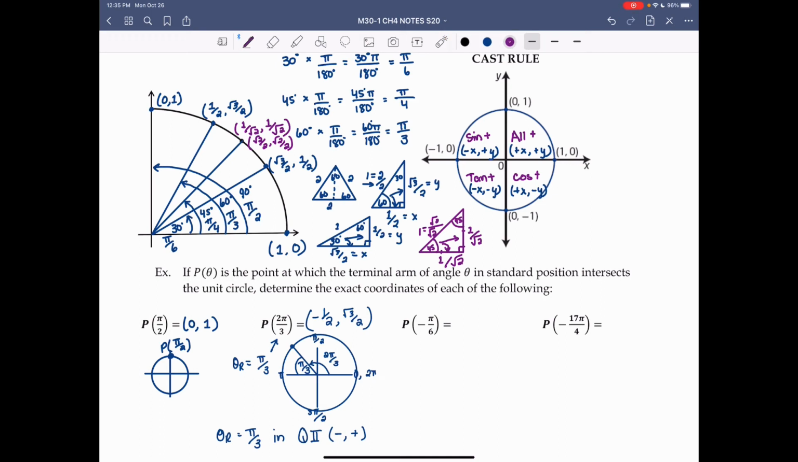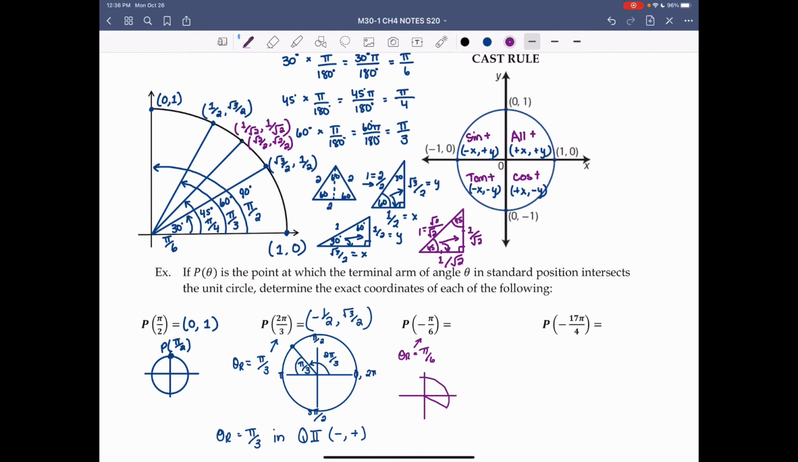Next one, p at negative pi over 6. Can we reduce negative pi over 6? No, we can't reduce that at all. So this tells us that theta r is pi over 6. Then we have to determine which quadrant this is going to be in. Negative angles, you go clockwise. So pi over 6 going clockwise, a reference angle of pi over 6, and negative pi over 6 would just be down below the positive x-axis.